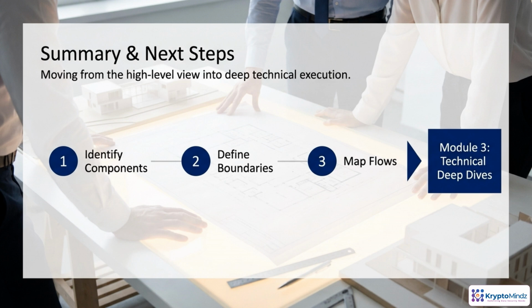You've now mapped a complete high-level architecture that connects business goals, user journeys, and eIDAS trust services. You can identify components, define internal and external boundaries, and map trust and data flows. Keep this diagram handy. Next, we'll zoom in on identity proofing, QES, and evidence handling.